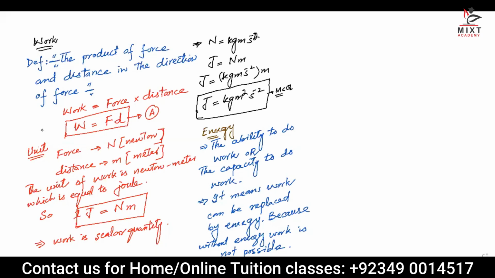Okay. So there are different types of energy. You must know. So different sources of energy. There are two main sources of energy. One is called renewable energy resources. Okay, there are two main resources of energy. One is called renewable energy resources.